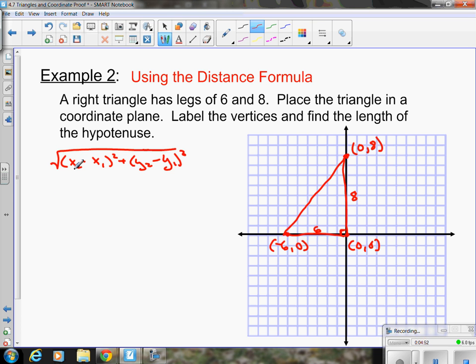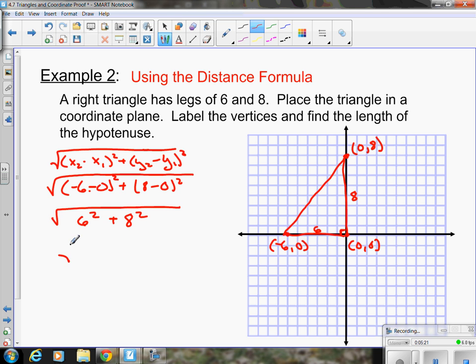Okay? Remember, x2 is my x coordinate, so I've got to subtract my x coordinate. So negative 6 minus 0. Notice, putting it on the axes, negative 6 minus 0 is a pretty easy problem. And y2, 8 minus 0, squared. And notice inside here I get 6 squared plus 8 squared, which is 36 plus 64, which is 100, which equals 10. The hypotenuse is 10 units.